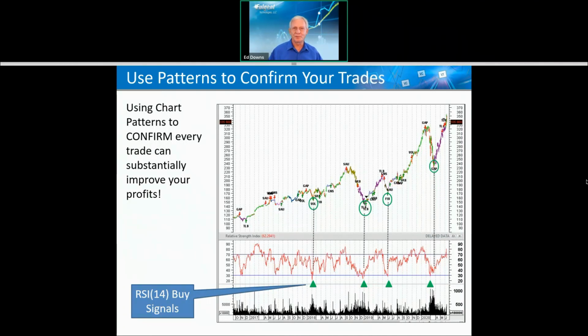So if you will confirm your signals from other techniques with chart patterns, you're going to find you do a whole lot better. Like down here, I've got RSI. This is just a very simple RSI 14, relative strength index. Goes through 30 to the downside and up. That's a buy signal. And right there is a volume climax. Same thing here. Here's a trend line break. We looked at that.